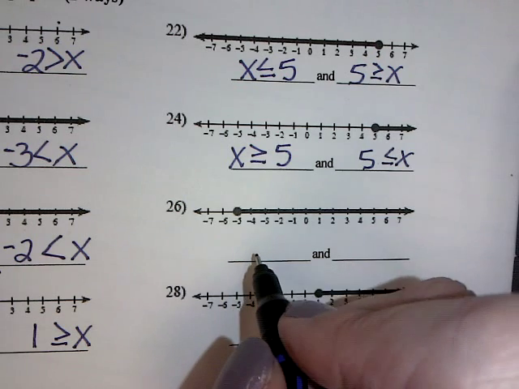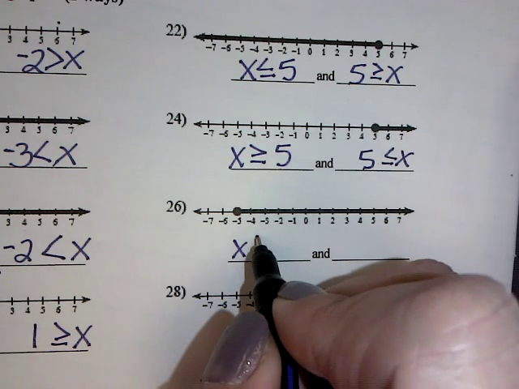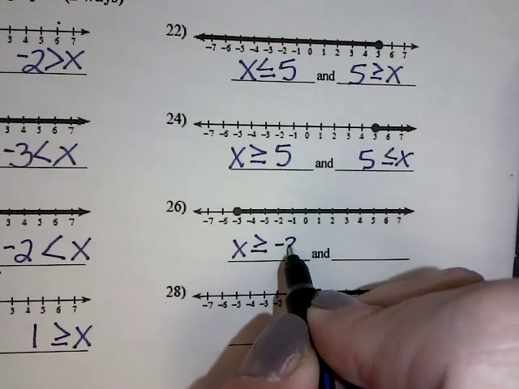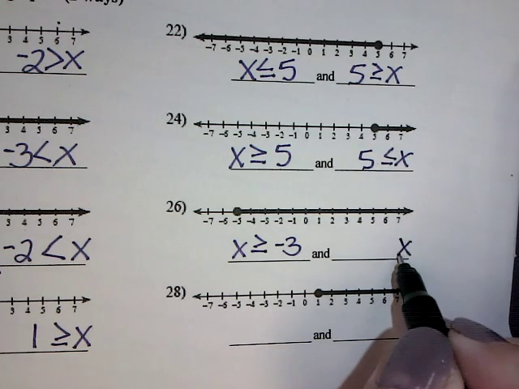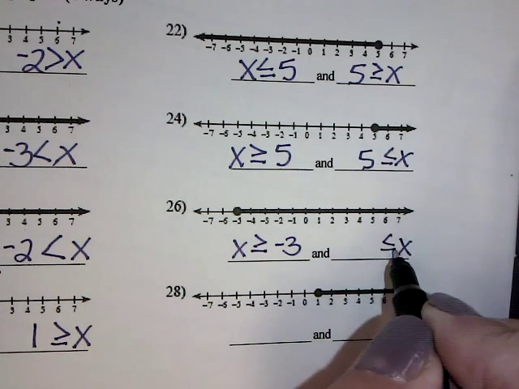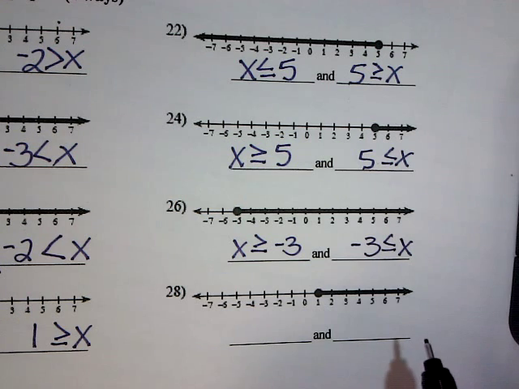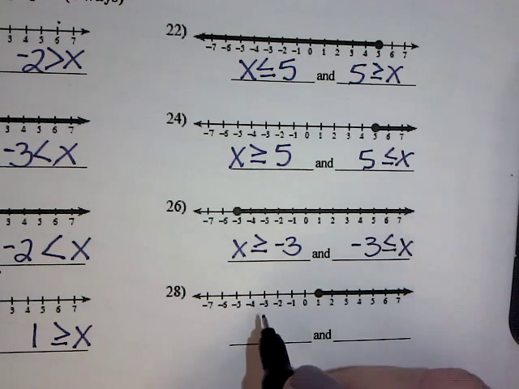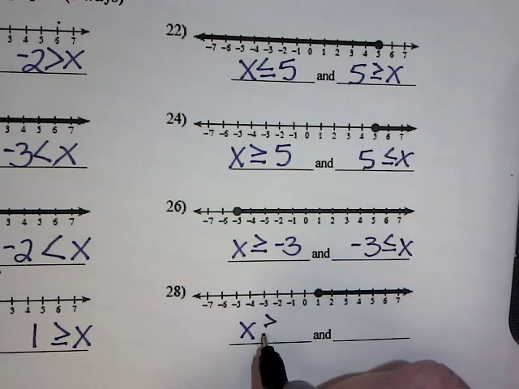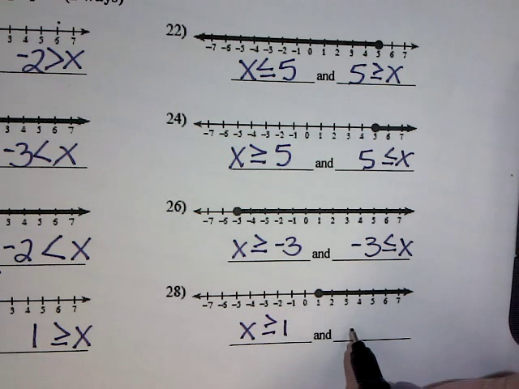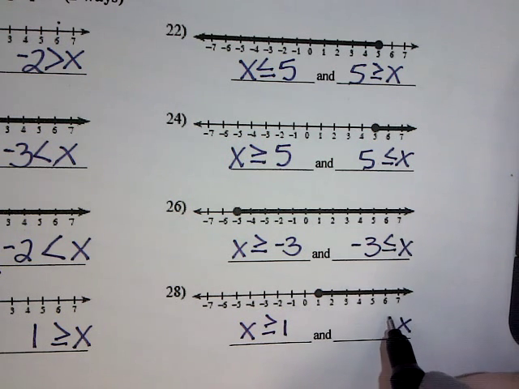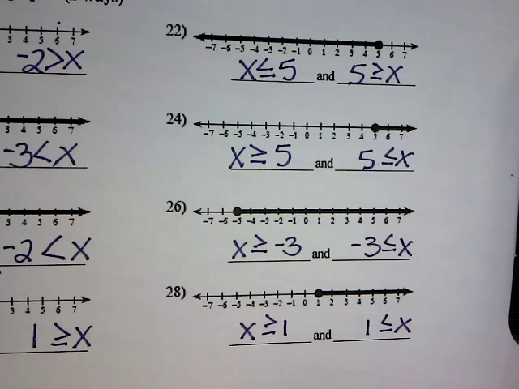Looking at the next one, x greater than or equal to -3, and on the other side, greater than or equal to -3. And the last one is going to be x is greater than or equal to 1. Flip it around, x greater than or equal to 1.